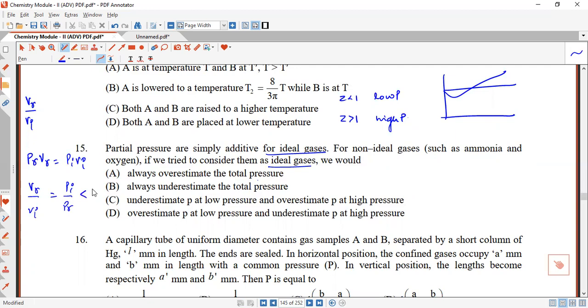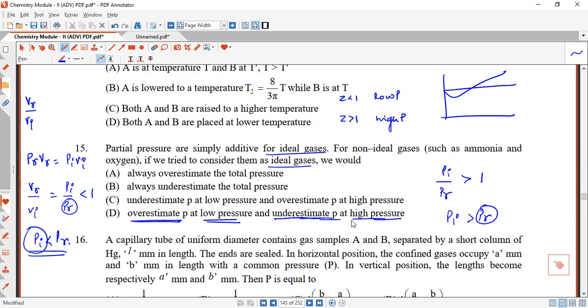Okay, now look, at low pressure this value is less than 1, right. This means the pressure of real will always be more than ideal. We are going to overestimate, we will be having more value of pressure at low pressure. P ideal by P real at high pressure is greater than 1, so P ideal should be greater than P real. That means the value of P real will be less than P ideal, so we underestimate pressure at high pressure. So this is your answer.